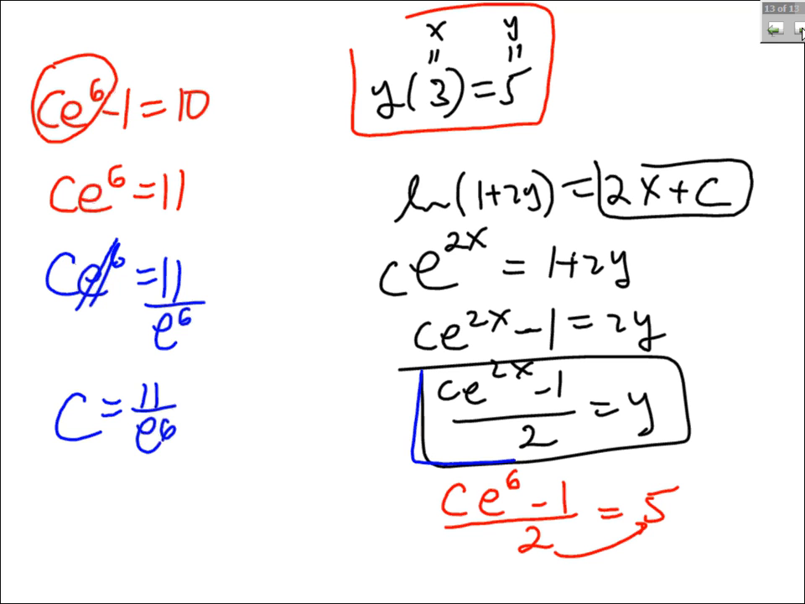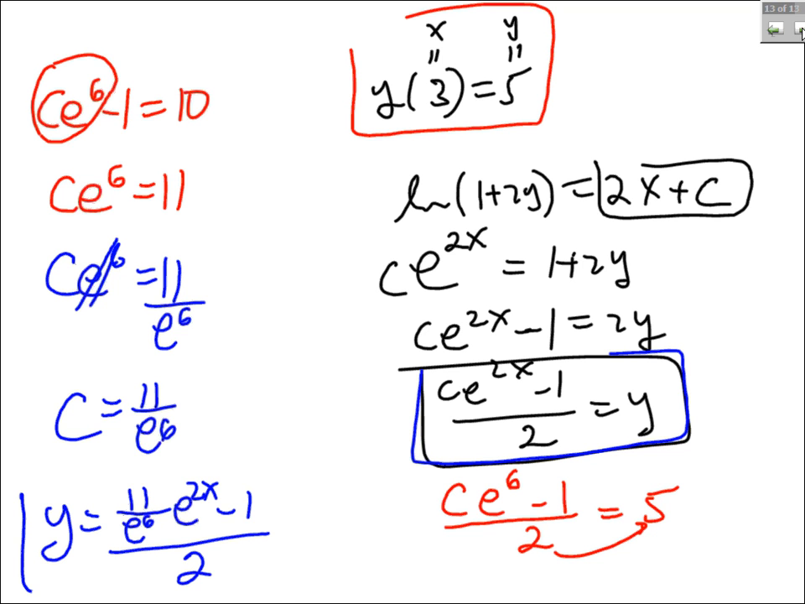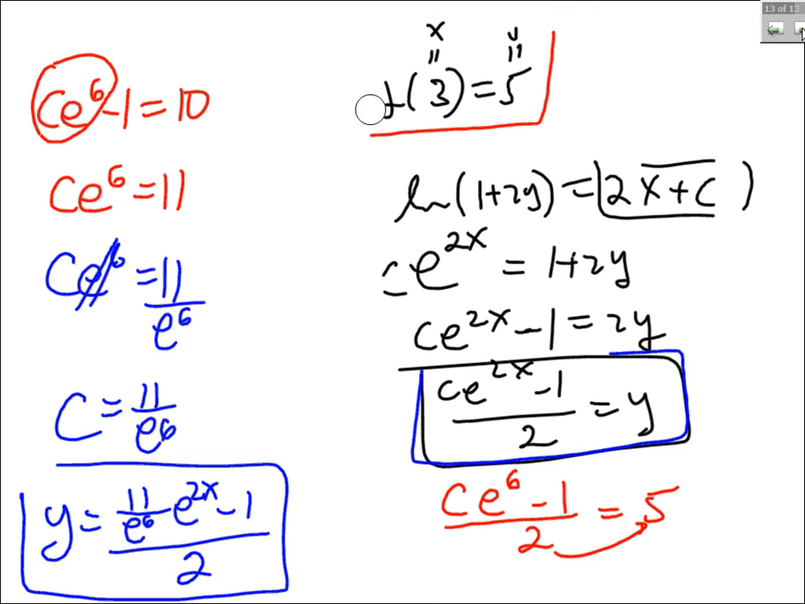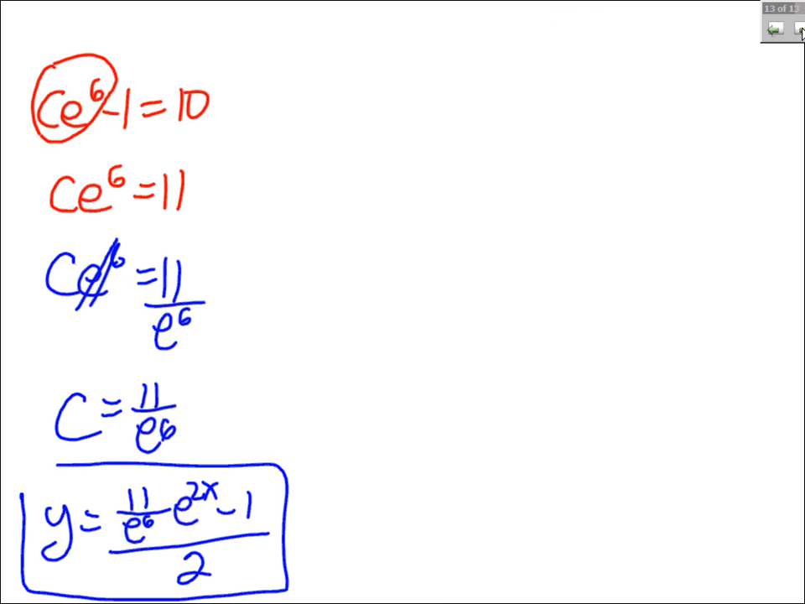So recopying this down, I have y is equal to c, which is that value, times e to the 2x minus 1 all over 2. Now you can keep that answer just one more moment, and we'll be done with this problem in this section. We have that y is 11 over e to the 6 times e to the 2x minus 1 over 2.